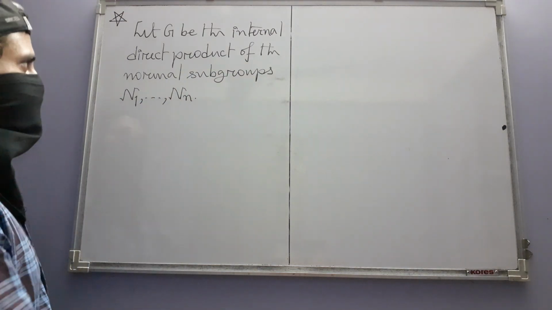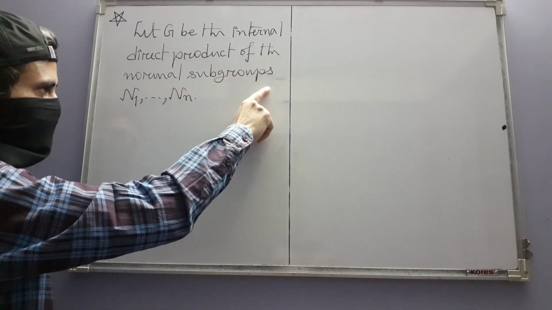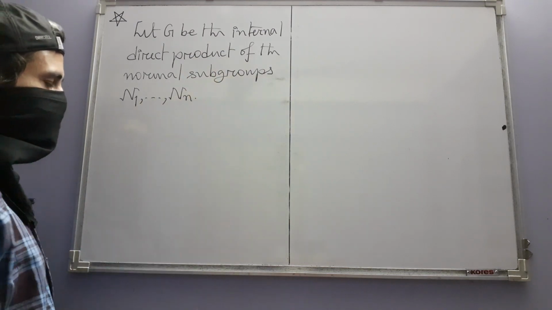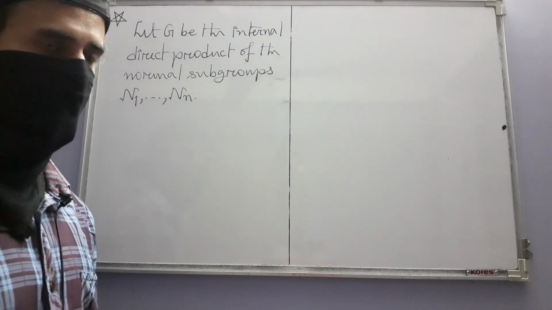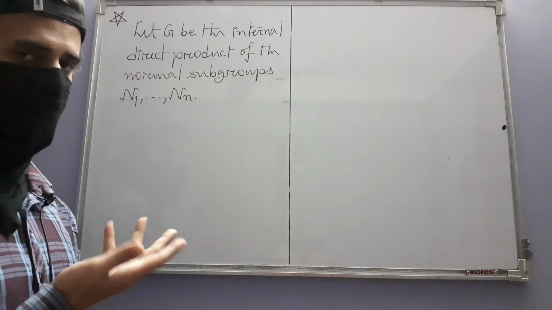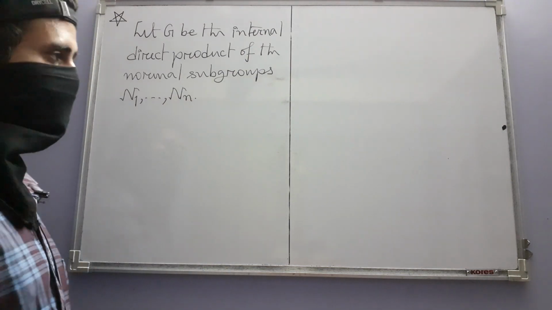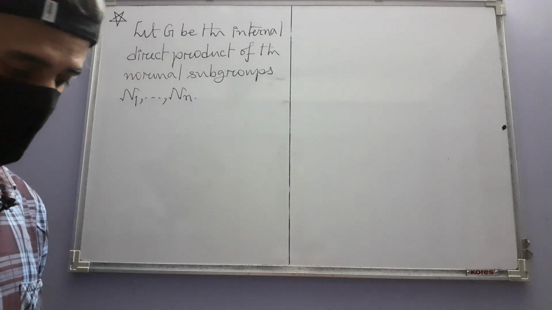One more thing, when we say internal direct product, it's automatically understood that the subgroups involved need to be normal. So there is actually no need to separately write normal subgroups, but I have simply written it so that we can remember that the subgroups are normal. Okay.